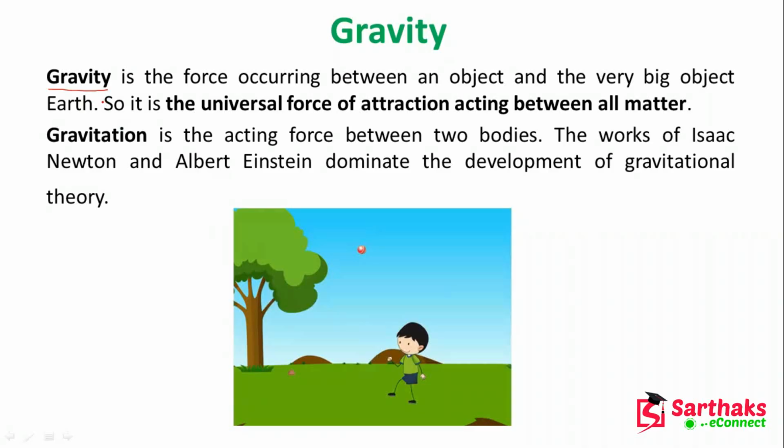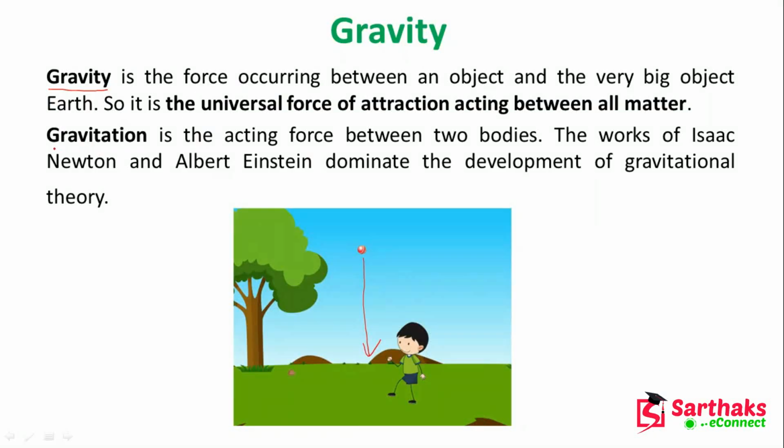Now in this lecture, I will discuss it in terms of physics. So gravity is the force occurring between an object and a very big object. Gravity means, here you can see there is a ball and it will fall towards the ground. So gravity means the force of attraction of the earth towards any object you have on the surface of the earth. It is a universal force of attraction acting between all matter.